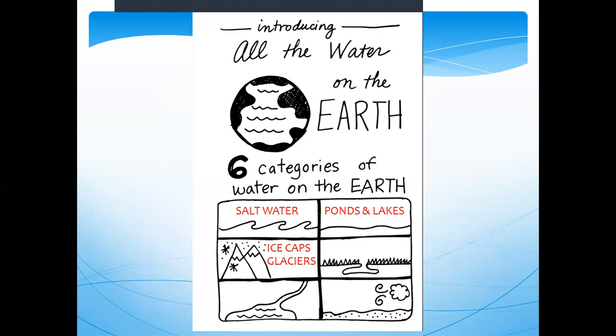We have ice caps and glaciers, which include a large portion of the fresh water on Earth. This water is largely inaccessible to us right now. It is melting. There is global warming occurring, but the majority of our fresh water is tied up in ice caps and glaciers, so it's relatively inaccessible and not something we're using.